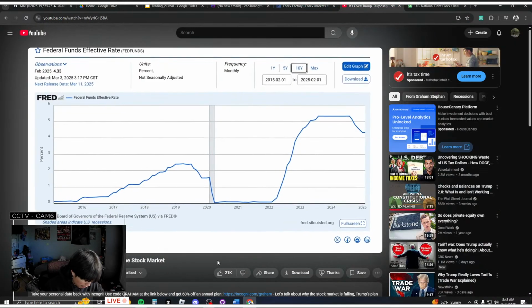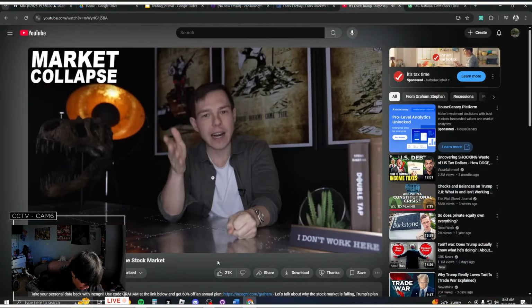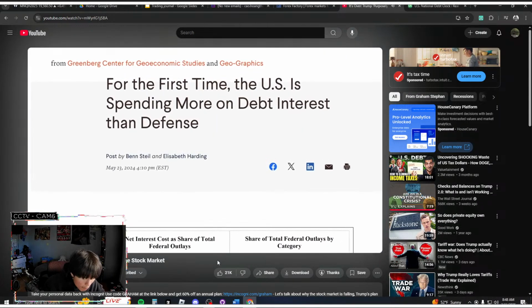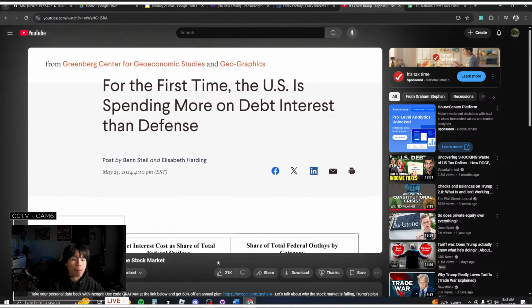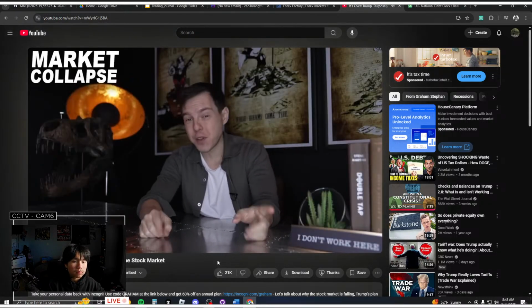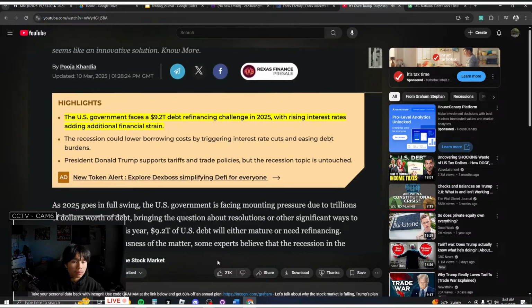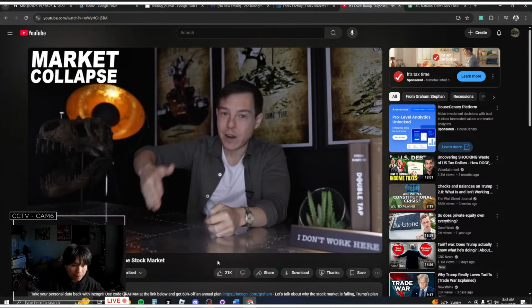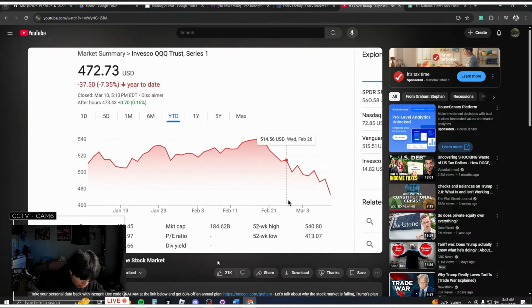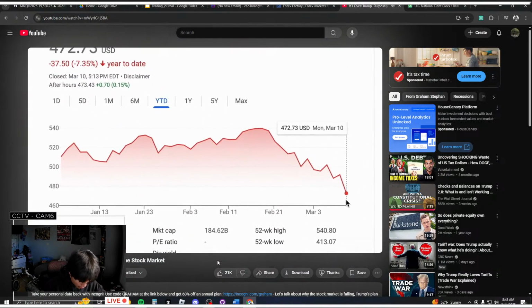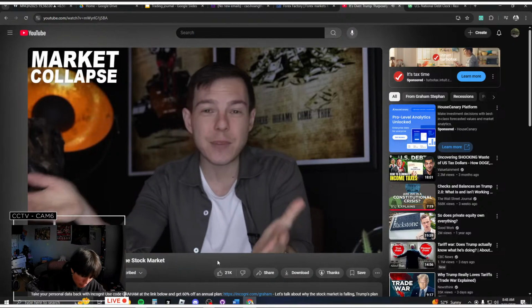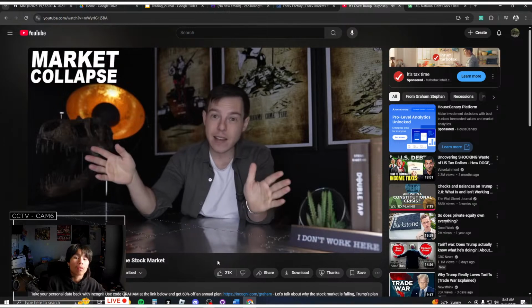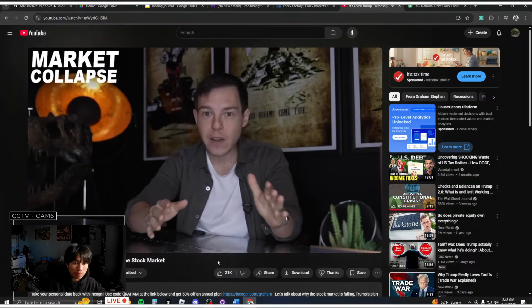Exactly. Since interest rates have gone up significantly, the United States is now spending more money on interest payments than they are on defense for the first time ever in history, which is massive. And in 2025, there's another $9.2 trillion worth of debt that needs to be refinanced. This means they either need to lock in rates when everything is high, or they need to create a market crash, which causes interest rates to fall and gives them enough time to lock in interest rates for the next few years.